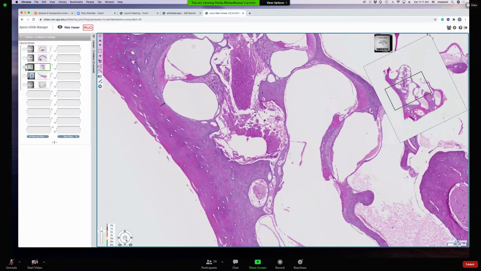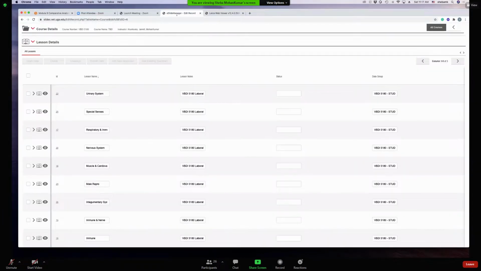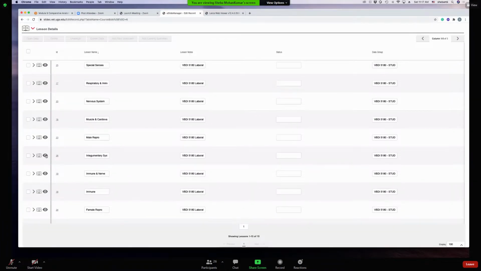Okay, so that brings us to the end of the special senses, but we need to go through the skin, right? Integumentary system. Let's go here.